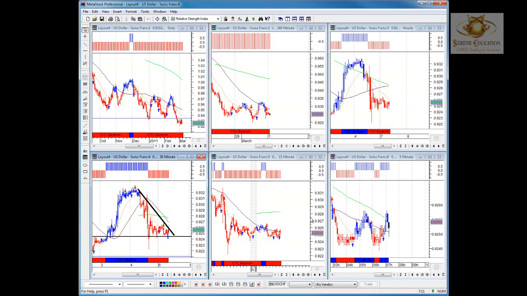More red than blue. So we're just looking for a confirmation breakout below 0.9245 and close lower. We could see further extensions to the downside.